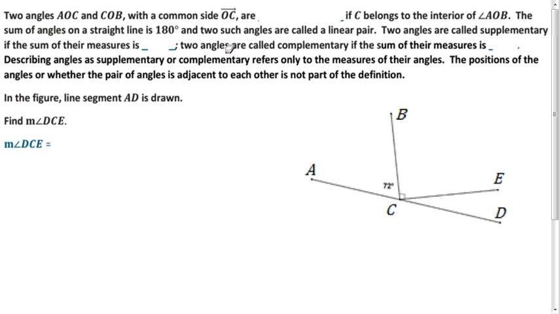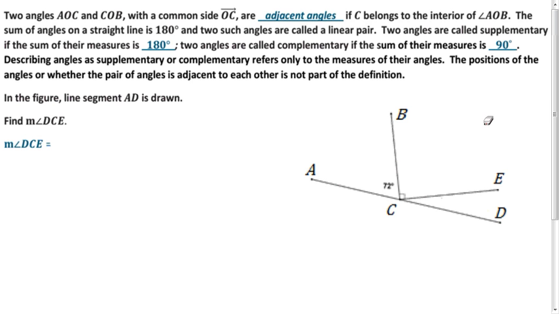And so our first term is adjacent angles. That basically just means that they're angles that are next to each other. So they share a vertex, they share a side, and they don't overlap. Supplementary angles add up to 180 degrees, and complementary 90 degrees.